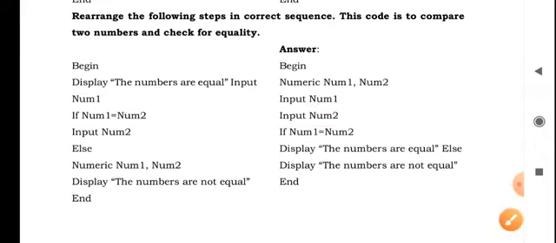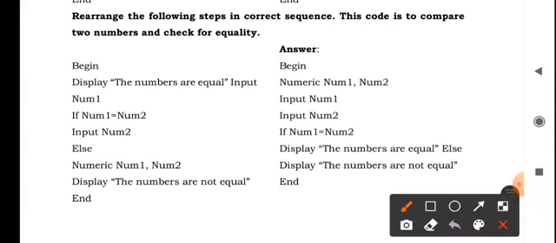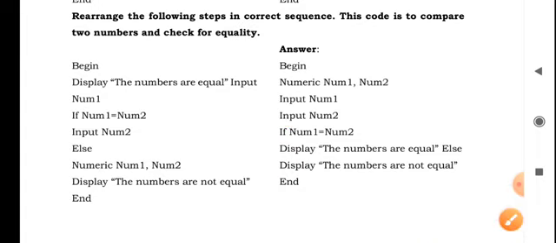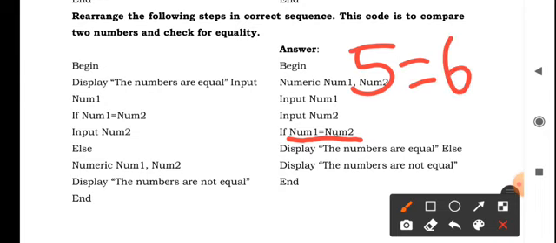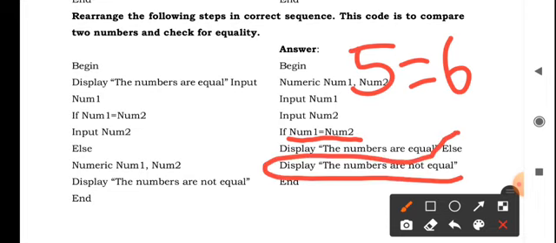Then we have to check whether both the numbers are equal or not. So we are using the if keyword. After the if keyword, we have to write the condition. Remember, after the if keyword, we have to write the condition. What is the condition? Num1 equal to num2. For example, 5 equal to 6. Is it true? No. If it is false, the else part will work.